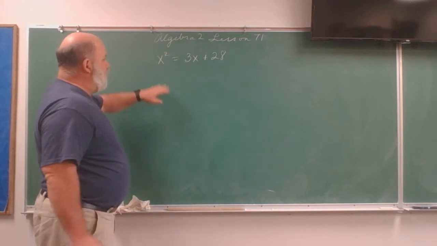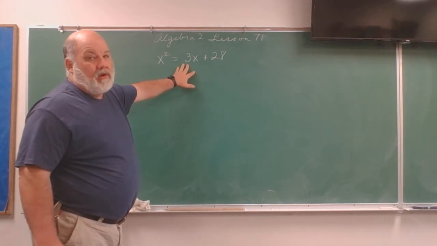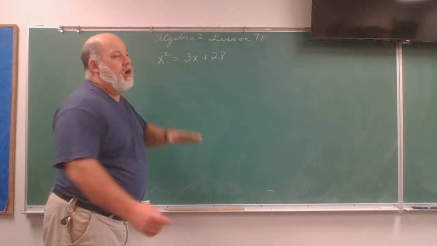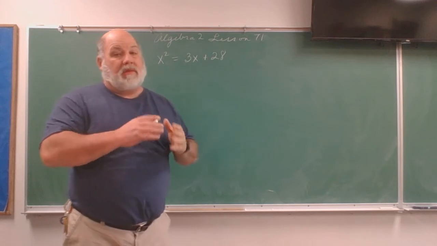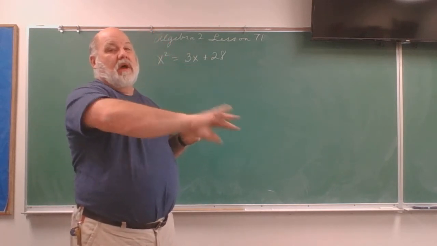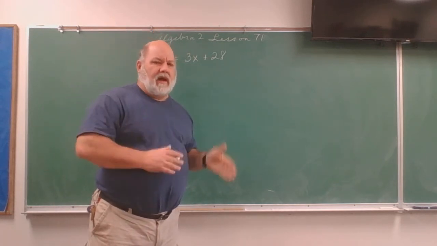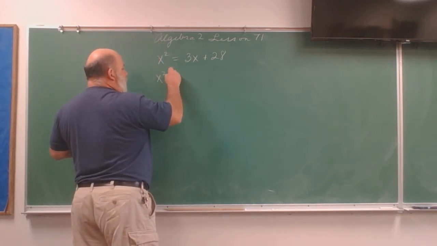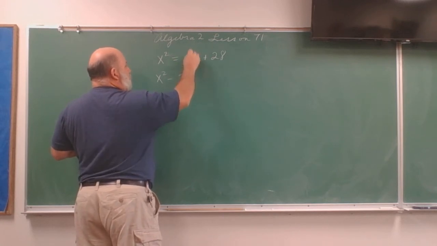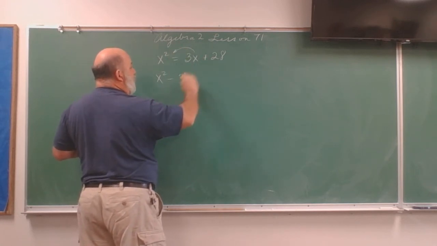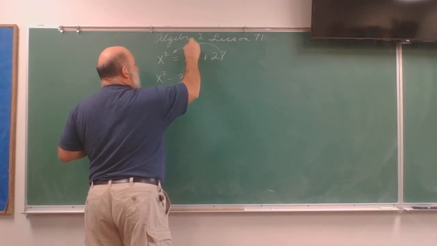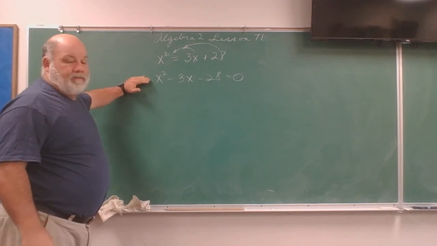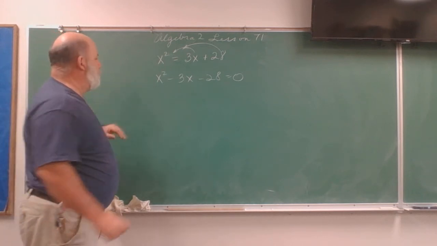Okay? First of all, when we plug these numbers into the quadratic formula, they all have to be on the same side. When we complete the square, we always get that 28 away from the x's. Not in this instance. If we're going to use the quadratic formula, they all must be on the same side. So we bring this 3x over where it becomes negative 3x. We bring this 28 over where it becomes minus 28 equals 0.